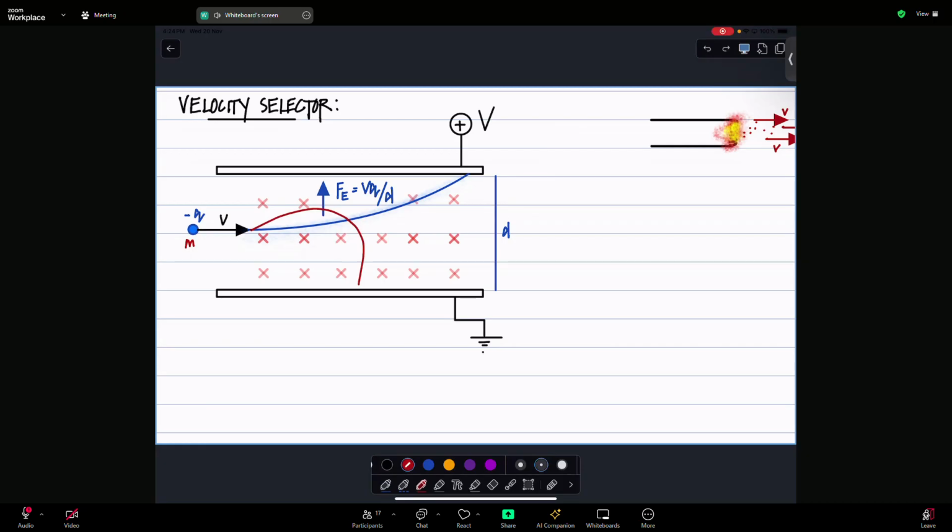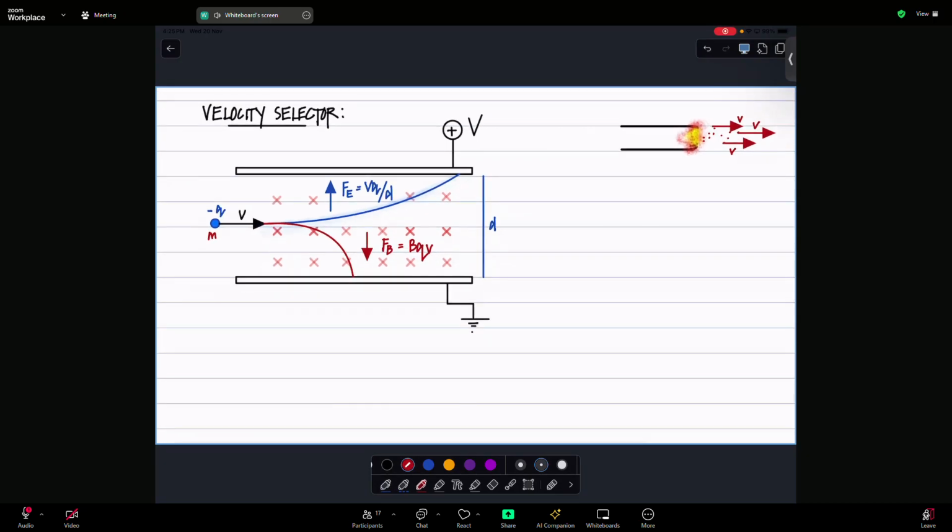Now look at this. It's going downwards. Now, can you tell me what is the formula for the force that the electron experiences downwards? The magnetic force. What will the formula be? BIL. BQV, right? BQV sine theta. It's perpendicular here, so I'm ignoring the sine theta there. Okay. Now, if these two forces are equal, can you tell me which way would the electron go?